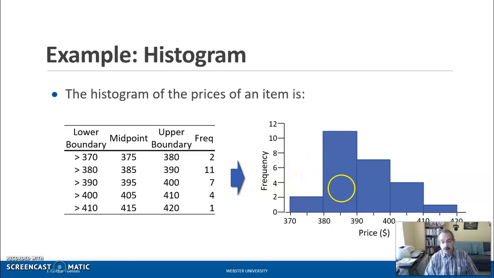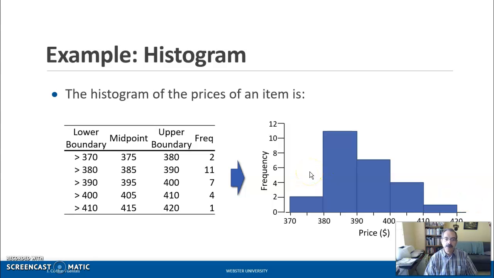And then we draw the bar to match the frequency. So for the first boundary, the bar goes up to a frequency of 2. The next bar, from larger than 380 to 390, goes to a frequency of 11. And the third bar goes to a frequency of 7, as shown here. So this is what we call a histogram. I'm sure you have seen this. These are very common graphs.